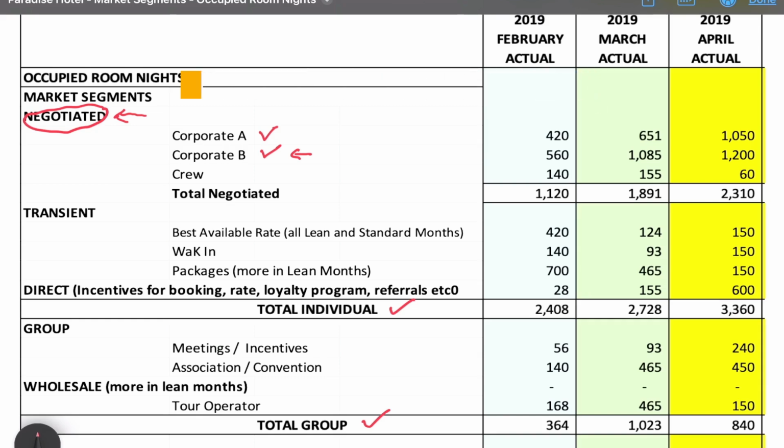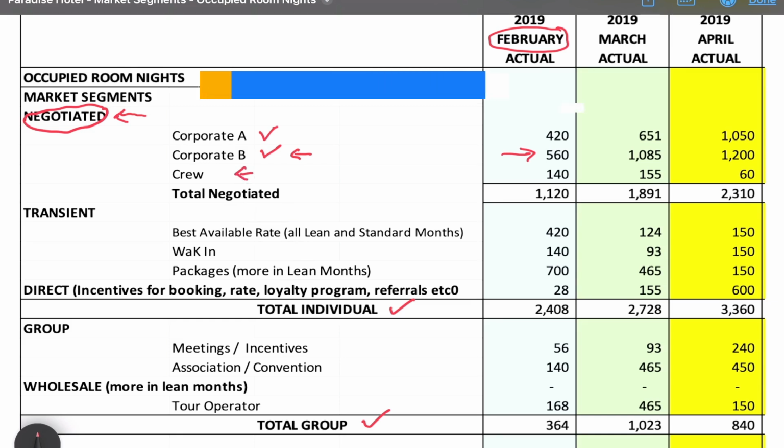You also will notice that in the month of February, if you just take a month as an indication, the corporate B room nights are higher than the corporate A. Obviously, when you discount your rack rate more, you are likely to attract more room nights, but not all the time. The third type of negotiated rate is the crew rate.